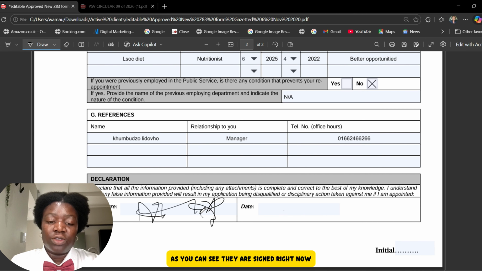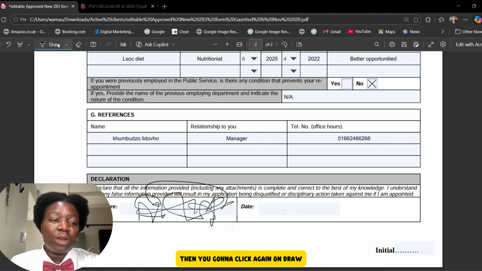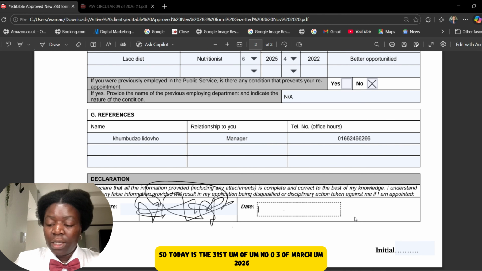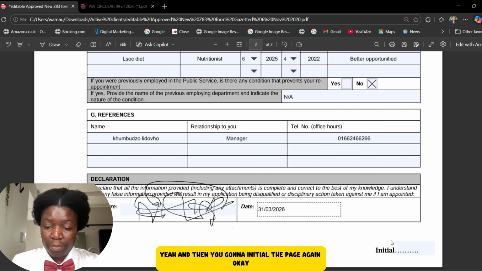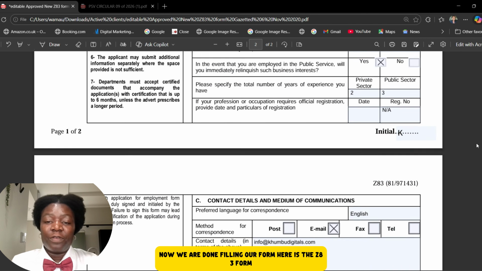So in this regard, as you can see, they are signed, right? Now, you're going to click again on draw so that it can go back. Then you want to fill in the date that you filled this form. So today is the 31st of March 2026. Yeah. And then you're going to initial the page again. Okay. Now we are done filling our form.